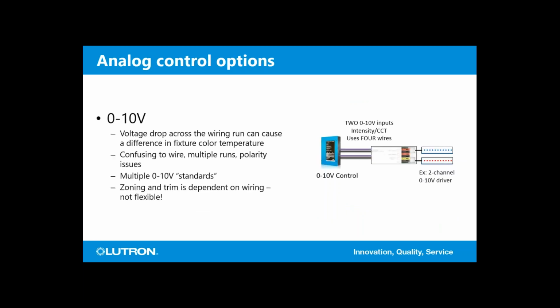And then to summarize the 0 to 10 volt, this is the analog option. You can see there are many wires going to the fixture, typically 4 wires to each fixture. I mentioned the voltage drop issue. This can be confusing to wire. And then the other drawback is there's actually multiple 0 to 10 volt standards that conflict with each other. One of them defines where the source of power should be. The other one defines a different source of power. It's probably not clear from looking at cut sheets which one you're dealing with. So it's not the best option for tunable white.